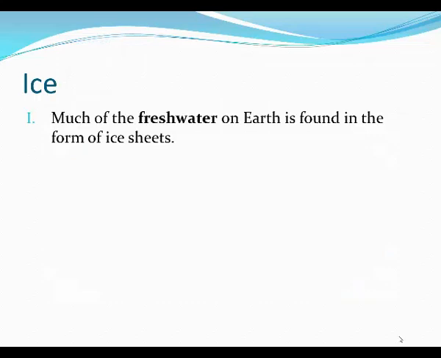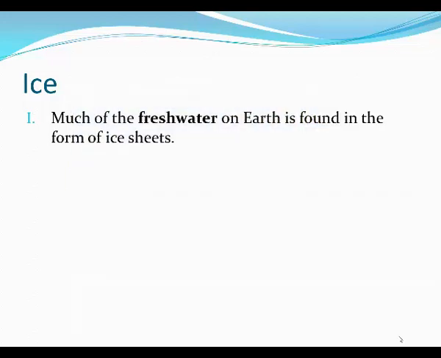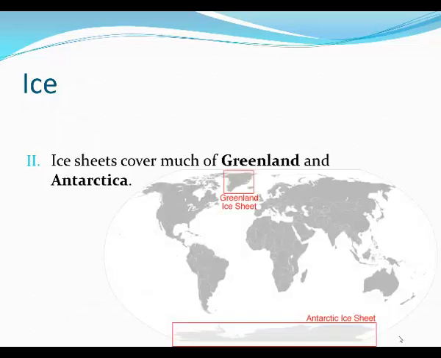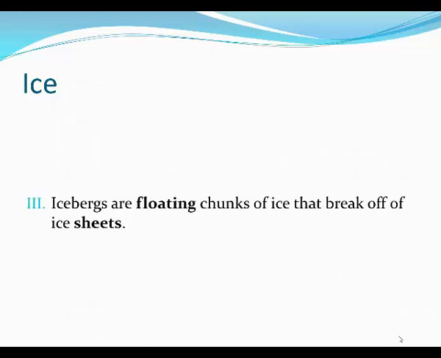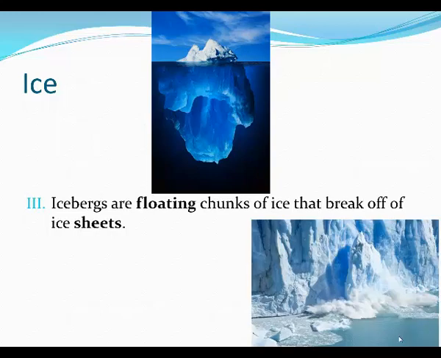Ice. Much of the fresh water on Earth is found in the form of ice sheets, much like this one. Ice sheets cover much of Greenland and Antarctica. Right there are those two areas of our globe that are made up mostly of ice sheets. Icebergs are floating chunks of ice that break off of ice sheets. The picture on the bottom right shows an iceberg forming. This process is called calving, where a large ice sheet drops off a section of ice into the ocean.